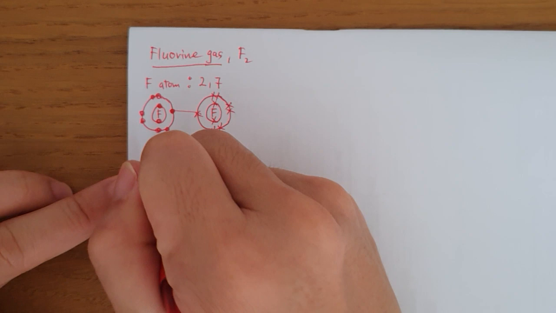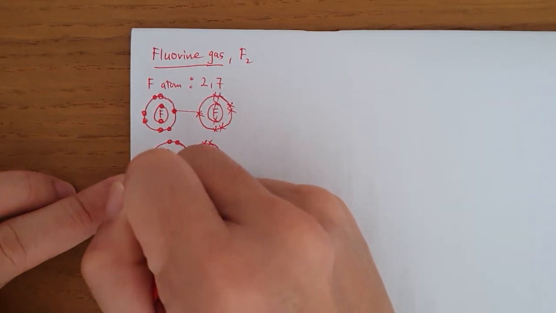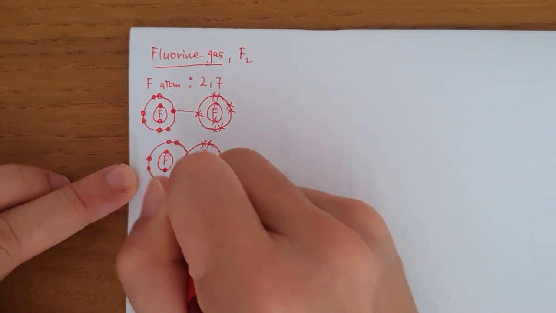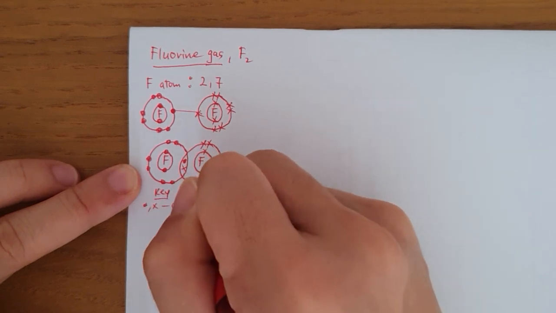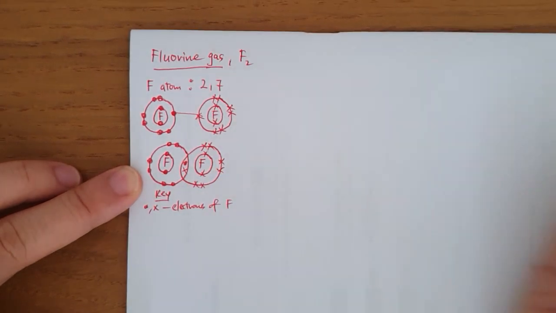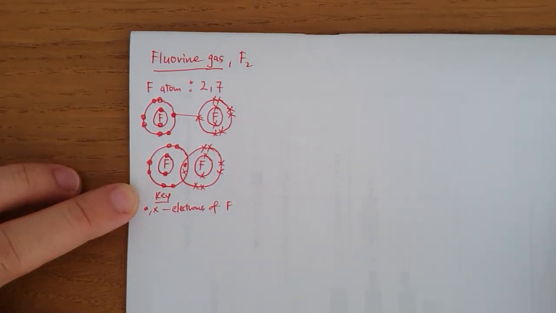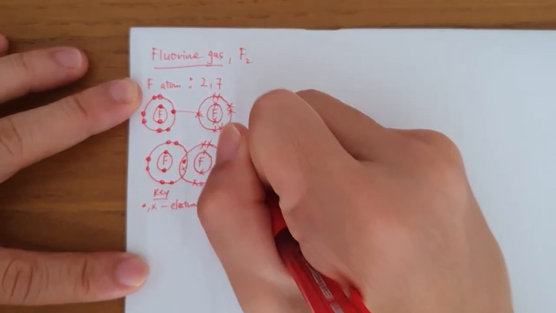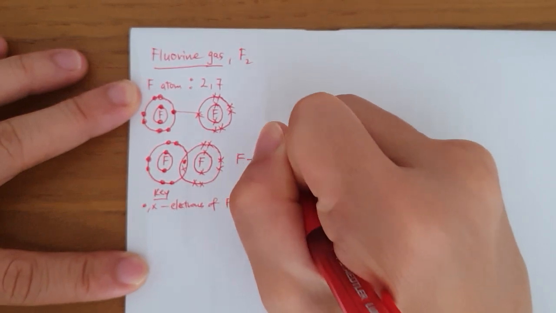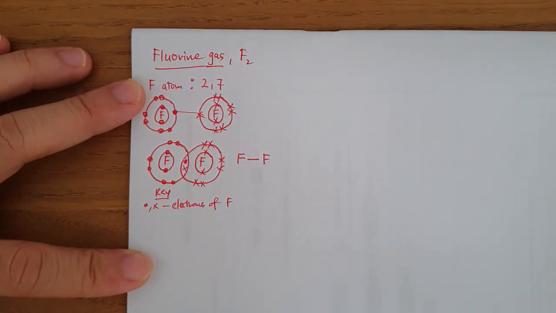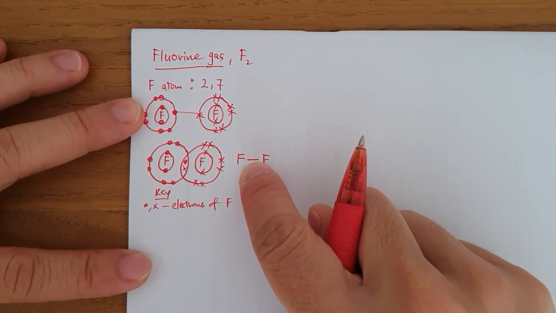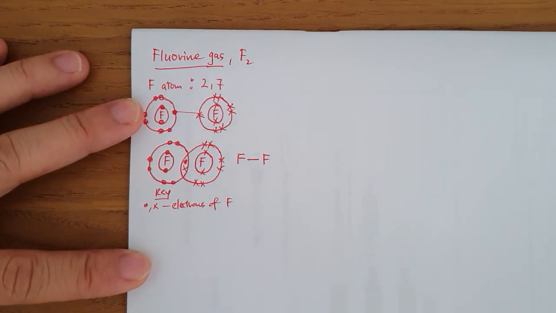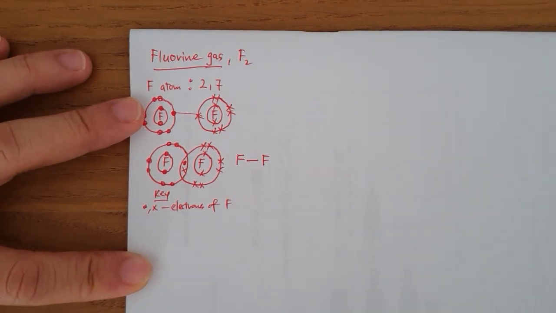Now remember to write in the key. And last but not least, the structural formula will just be F-F. So it's just a single covalent bond. So this is how you draw your fluorine molecule.